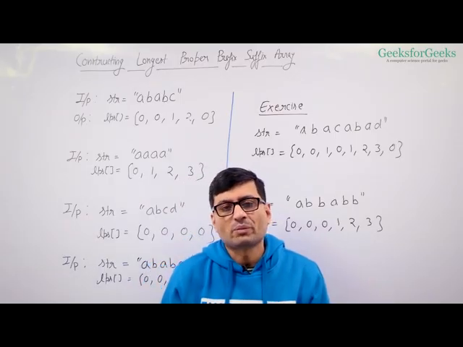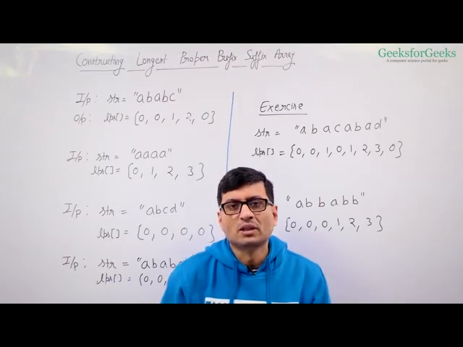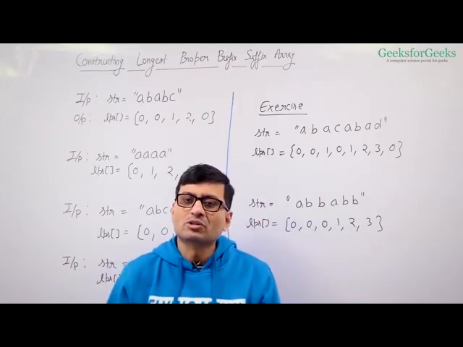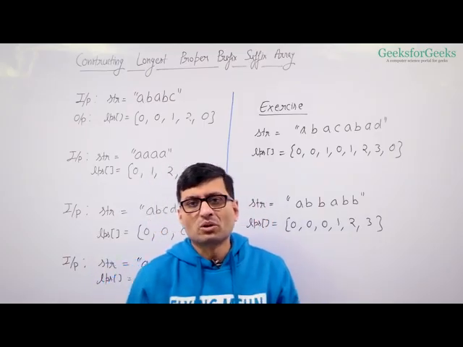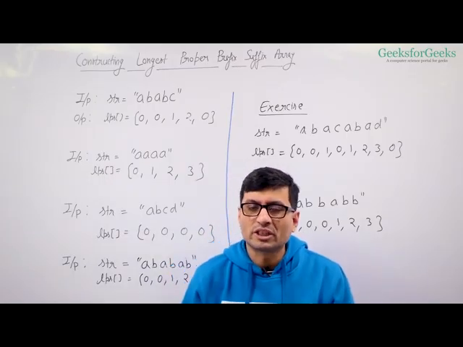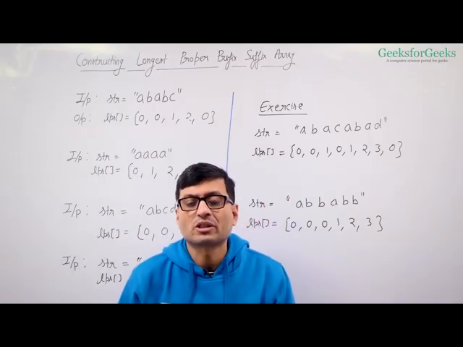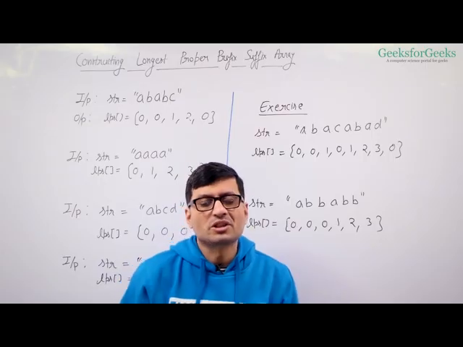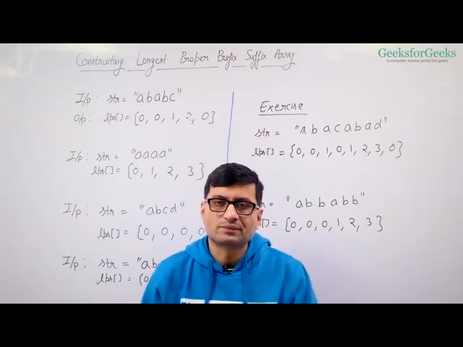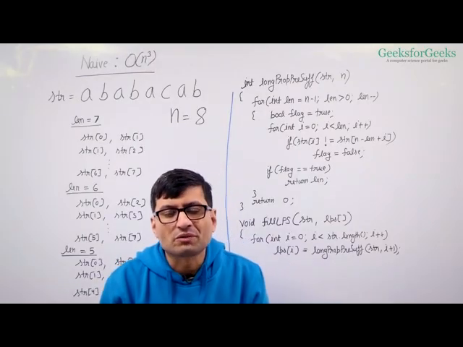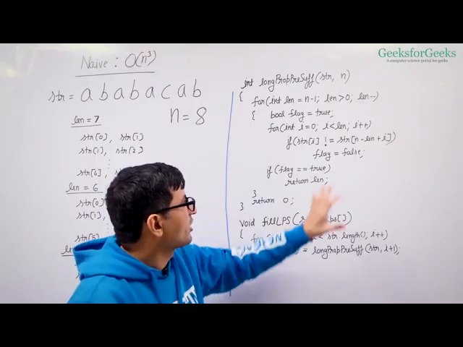We are going to talk about 2 solutions for this problem. First is going to be our naive solution with time complexity of big O of n squared, where n is the length of the string. And then we are going to talk about a linear time solution which is used in the KMP algorithm. Let us now talk about the implementation of the naive approach. Here I have written code.